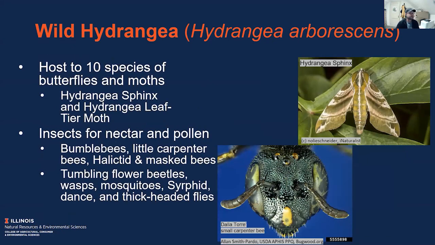So this one serves as host to 10 different species of butterflies and moths. One of the more interesting here, to me anyway, is the Hydrangea sphinx. The sphinx moths as a group are just these large, sort of unique and oftentimes colorful moths. And then it also serves as a nectar and pollen resource for a number of different bees and wasps, as well as some beetles and flies.